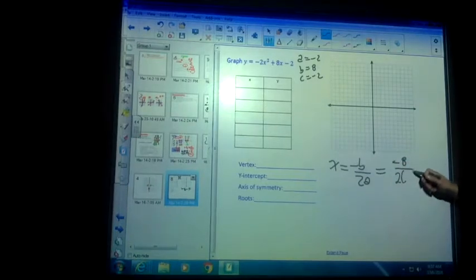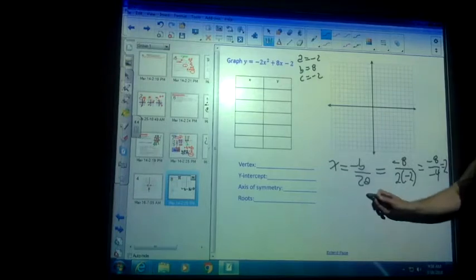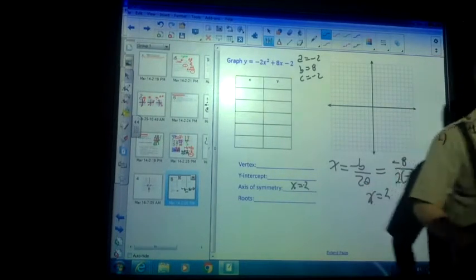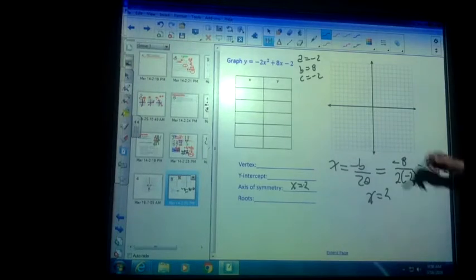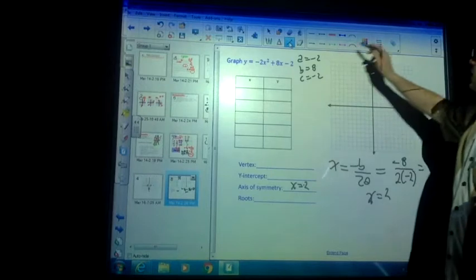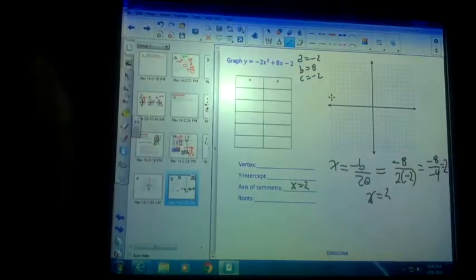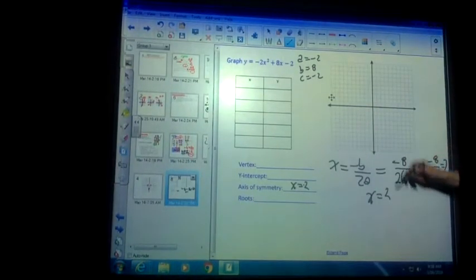Over 2a. What's my a value? -2. So I get -8 over -4. Negative over negative is? Positive. 8 over 4 is positive 2. So x equals 2 is my axis of symmetry. x equals a number is a vertical line. x equals 2 is my axis of symmetry. Let's go to my straight edge. So x equals 2 is a vertical line right here at 2.